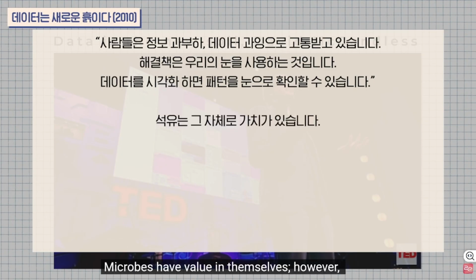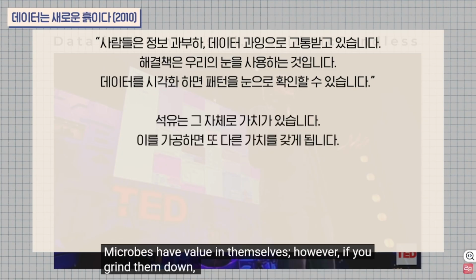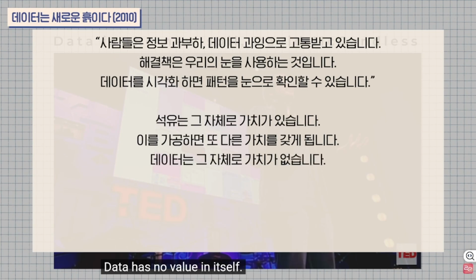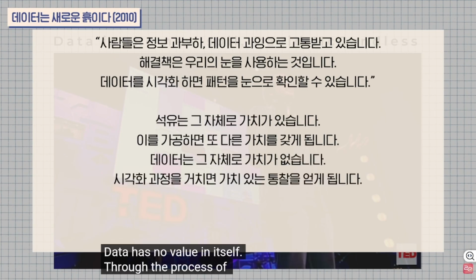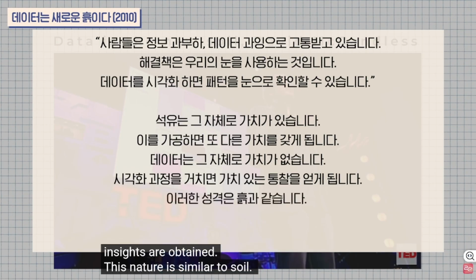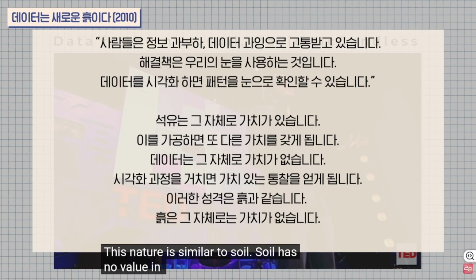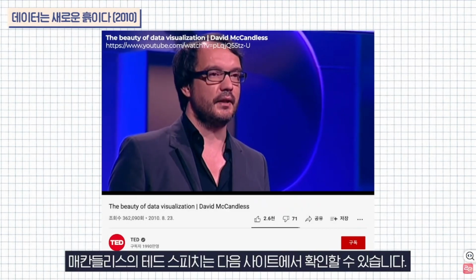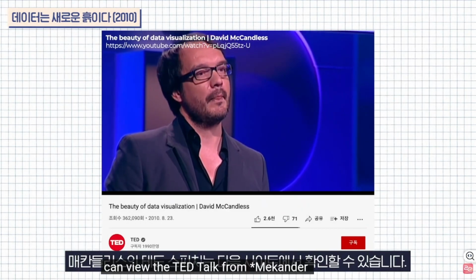석유는 그 자체로 가치가 있습니다. 이를 가공하면 또 다른 가치를 갖게 됩니다. 데이터는 그 자체로 가치가 없습니다. 시각화 과정을 거치면 가치 있는 통찰을 얻게 됩니다. 이러한 성격은 흙과 같습니다. 흙은 그 자체로는 가치가 없습니다. 이런 점에서 흙과 데이터는 비슷한 점이 있습니다. 맥캔들리스의 테드 스피치는 다음 사이트에서 확인할 수 있습니다.